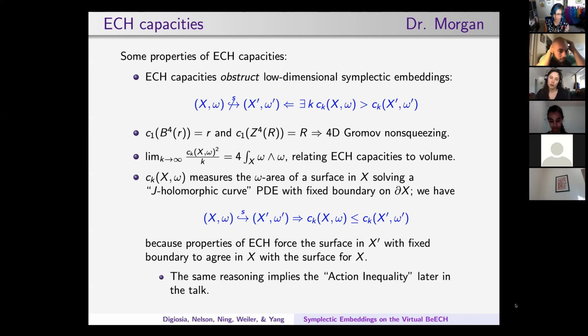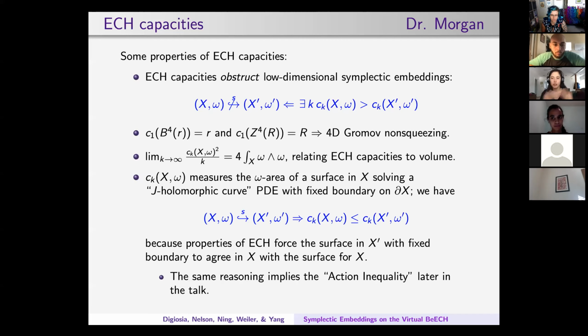The final thing I wanted to mention on this slide is how we get these capacities in general, not just for ellipsoids. The kth ECH capacity is the area of a surface in X, measured using the symplectic form omega, that solves some partial differential equation, as Leo mentioned, which we'll refer to as a J-holomorphic curve partial differential equation with a fixed boundary condition. And the boundary has to be on the boundary of X.